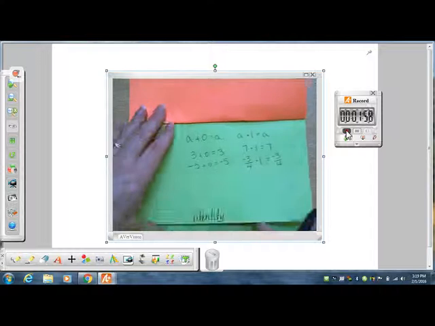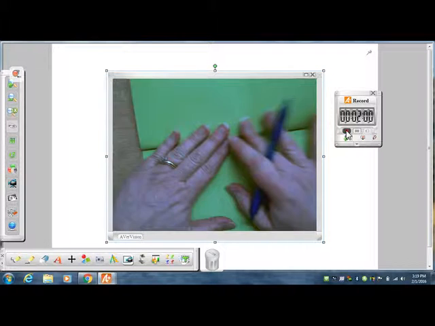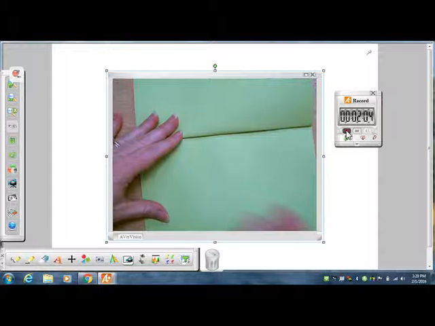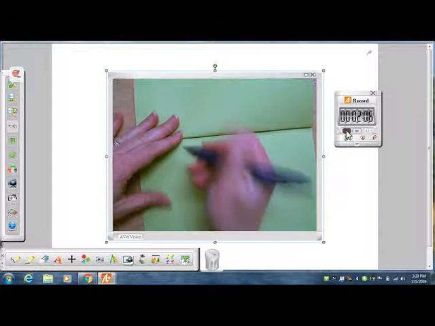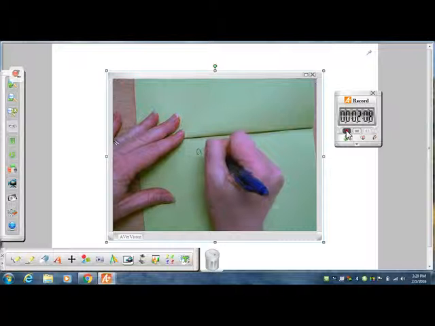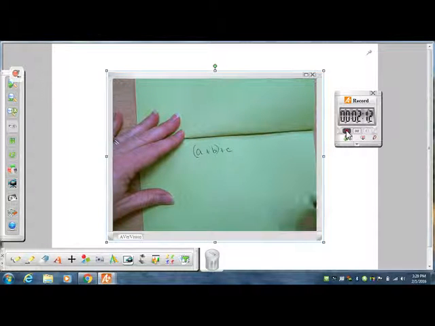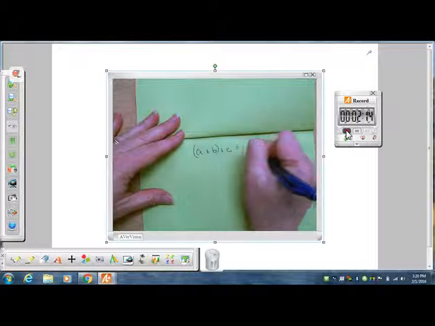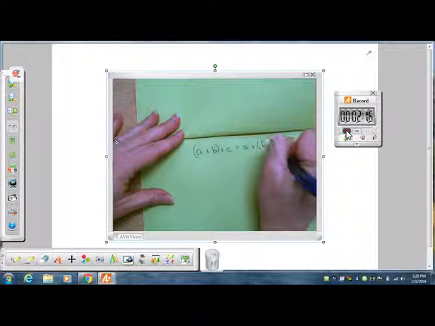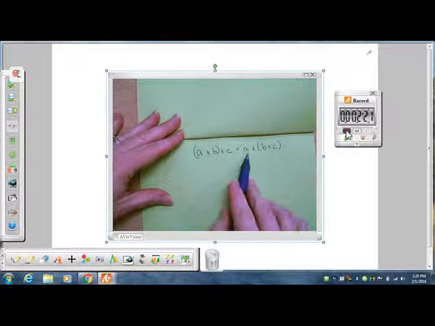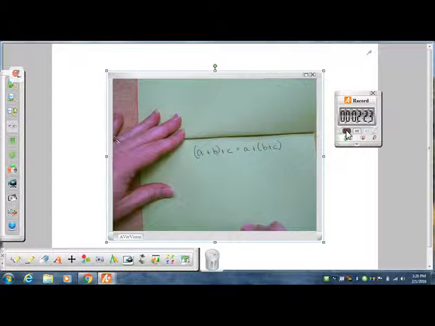The next one is called the associative property, and the associative property deals with groups, okay, who we hang out with. So one of them says this: we have a plus b plus c, and a and b are hanging out. That's the same thing as a plus b plus c. So b can hang out with c instead. A, B, C, A, B, C. The order doesn't change.